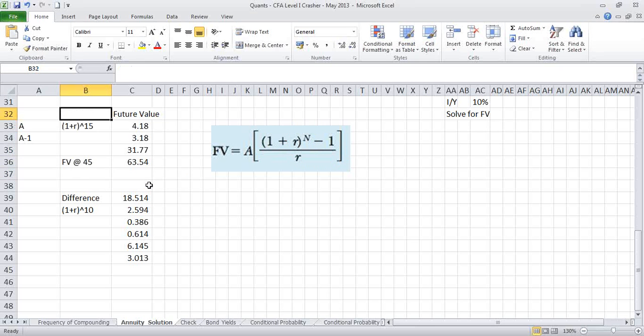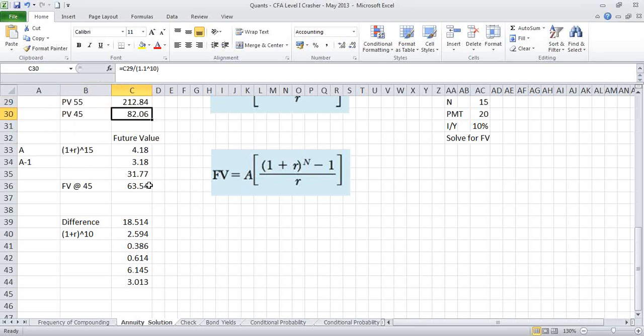Correct? So we have found the present value of the cash flows that we need. The annuity that we need is given here. We have found the future value of all these, which is given here. The difference of these two, which is 18.51, is what we have to fund effectively. This is what we will need eventually. This is the present value of all the cash flows that are coming.